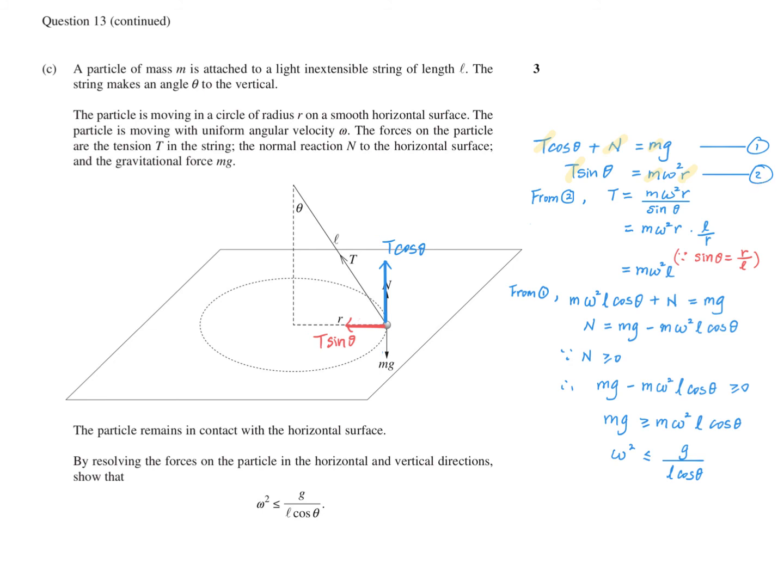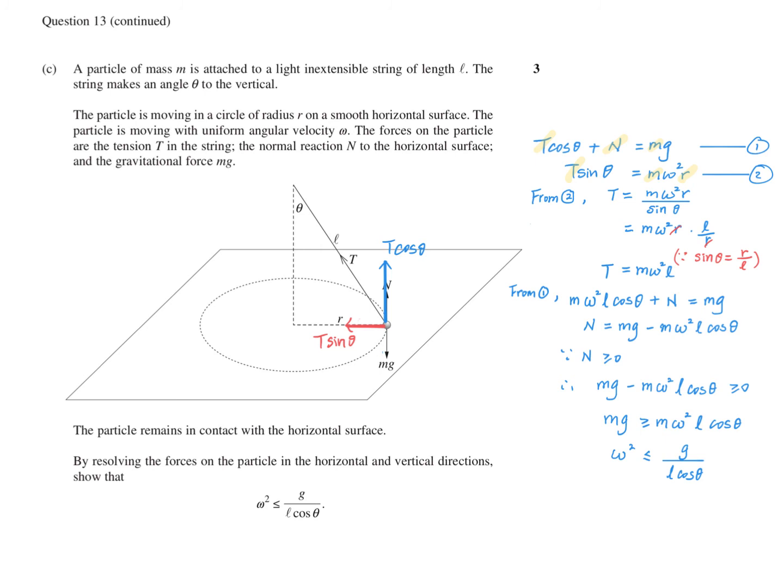From equation 2, we make T the subject, and you will have T equals m omega squared r divided by sine theta. From this triangle, we can see that sine theta equals r over L. Therefore, replace sine theta by r over L and then cancel the common factor of r. We'll get T equals m times omega squared times L. And then from equation 1, we replace T by m omega squared L. We will have this equation.